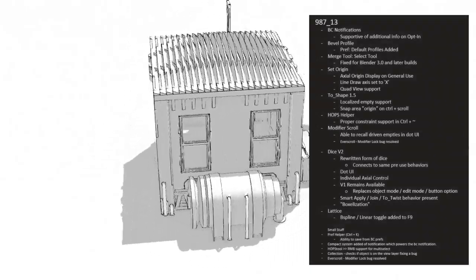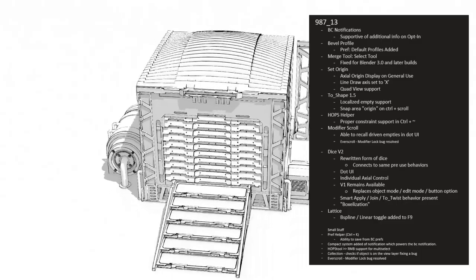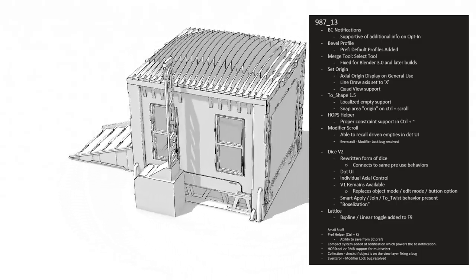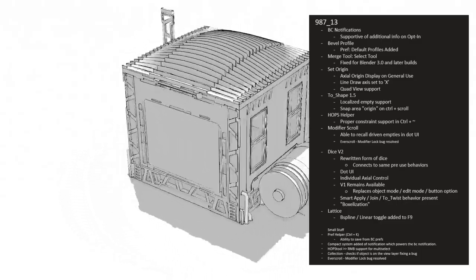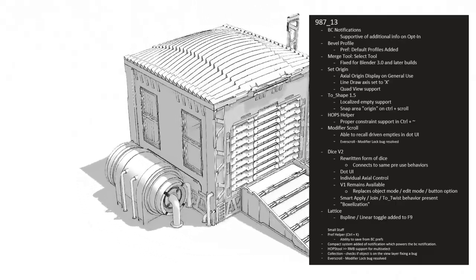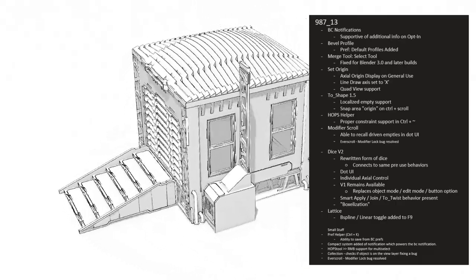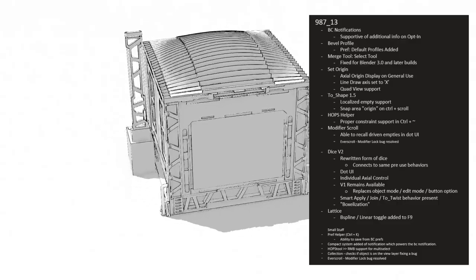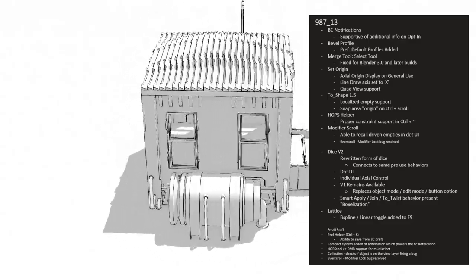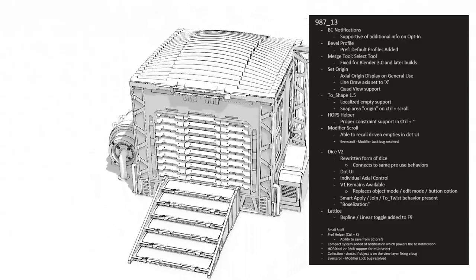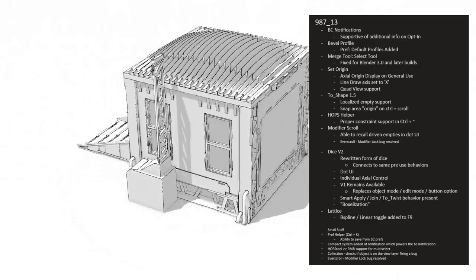For the most part, this was intended to be a small quality of life update. However, as you can see from the release log, it has been quite expansive for this particular round. The main thing of note is the improvements with set origin and to shape, which I'll be going over in depth, but also dice v2, which is something that's been long awaited, adding a new feature of boxelization.